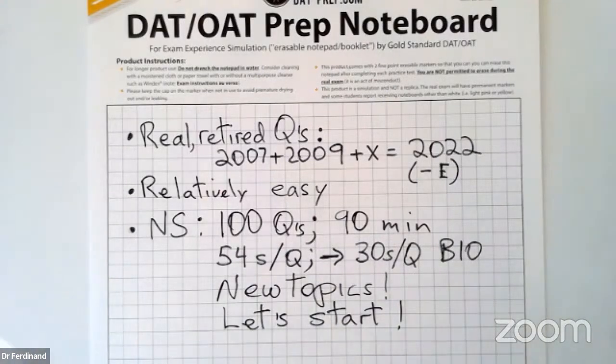So that tells you how many minutes per question you'll have, which works out to 0.9, surprise. And so that works out to 54 seconds per question. So that's how much time that you have on average to complete the natural sciences section.